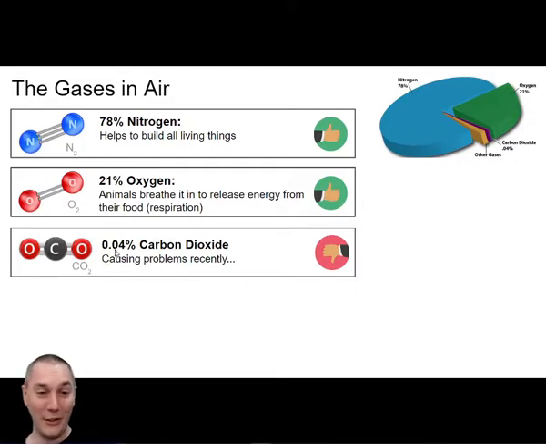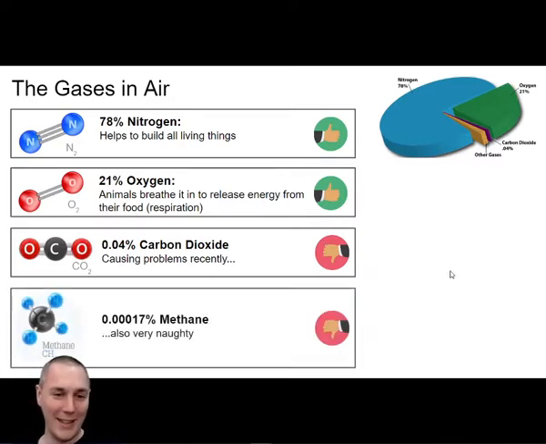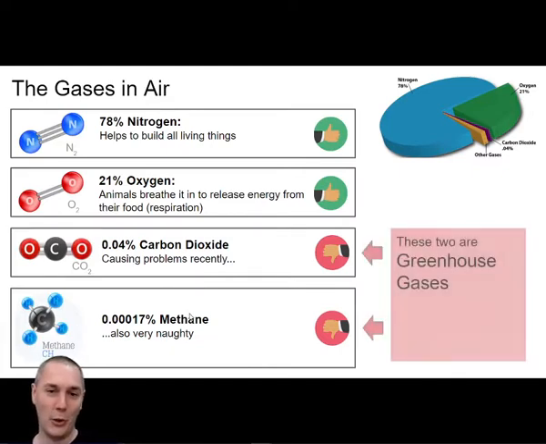And not only that, there's hardly any of it there. 0.04%, that's not very much. It's a tiny sliver of the mixture of gases that's in the atmosphere, but it's causing some big problems around the world. And then the other naughty one is methane gas. And the little picture shows you that it is made of one carbon atom and four hydrogen atoms. It's a molecule of methane. It's called CH4, if I just get my head out of the way. And this one is also pretty bad. These last two are called greenhouse gases, so that's the focus of today's lesson.